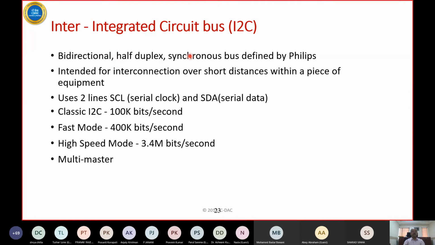But there is a clock signal. UART did not have a clock. Here you have a clock. It was defined by Philips a long time ago. And as the name suggests, you can connect two ICs with it.